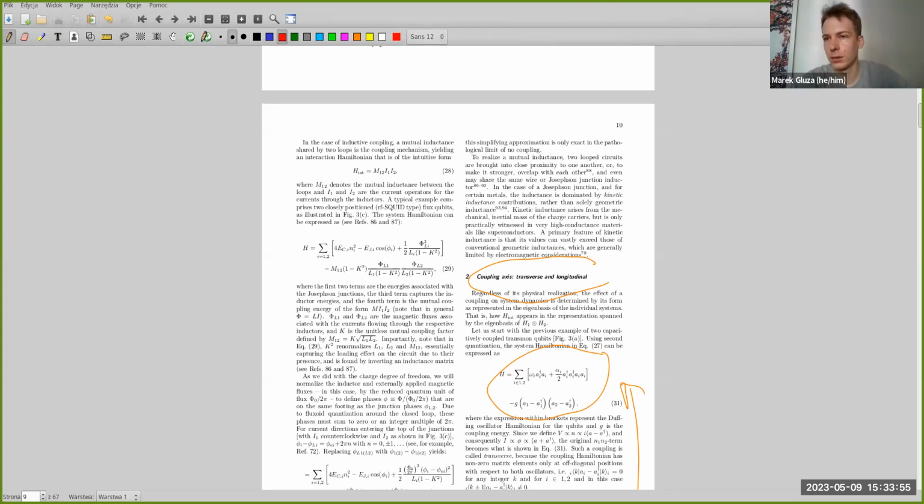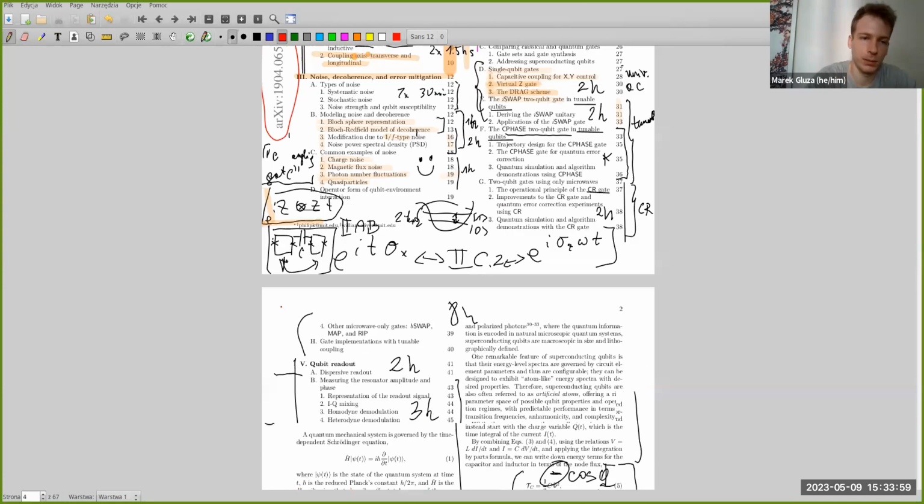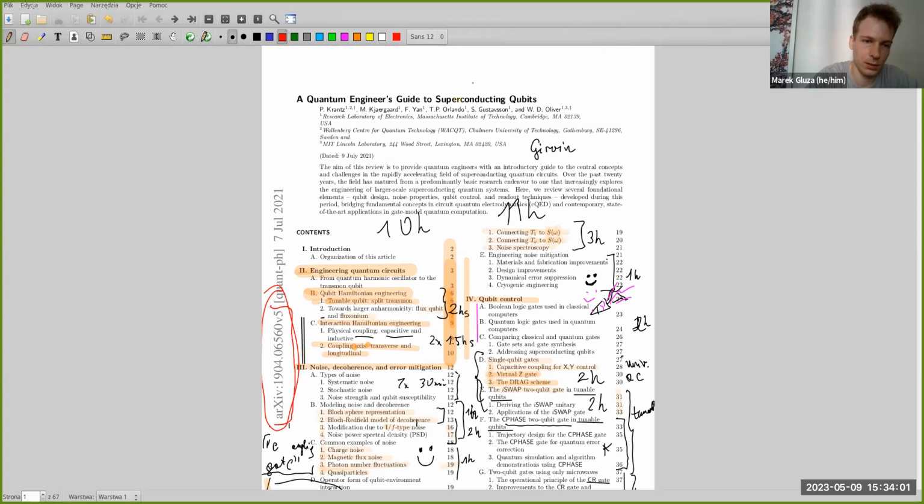Okay, so hi, welcome back. We are again going through this paper here. That's the arXiv number 1904.06560. Yeah, so it's the Quantum Engineer's Guide.